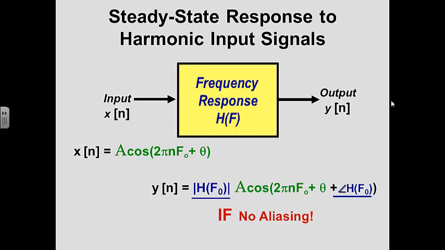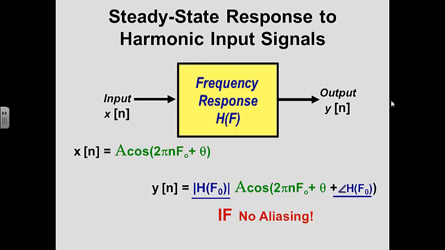If it aliases, what else changes in this output? The frequency changes too. That's not good. Okay, let's see if we can take two examples, one without aliasing, one with aliasing, to see how we deal with those two cases.